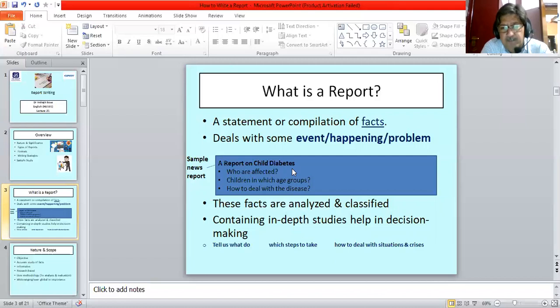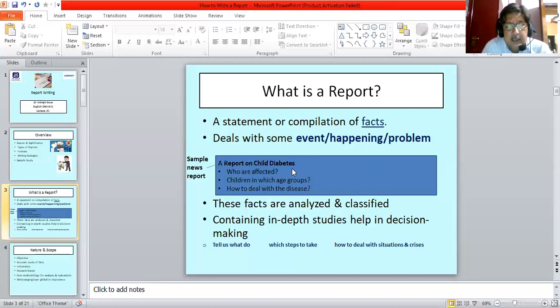Reports tell us what to do, they tell us what steps to take, and how to deal with situations and crises. For example, there is an outbreak of malaria in a certain locality. So the municipal corporation is puzzled about how to deal with the situation. So they do a full scale investigation as to why this outbreak has taken place in this particular area. So once they get the report on that, or once they sit down with the findings of the report, they are better able to take decisions of how to curb the disease in that particular area. So this is how reports play a very vital role in the decision making process.